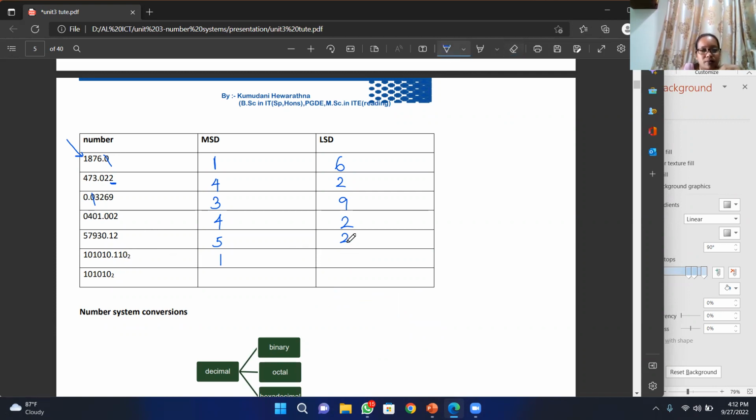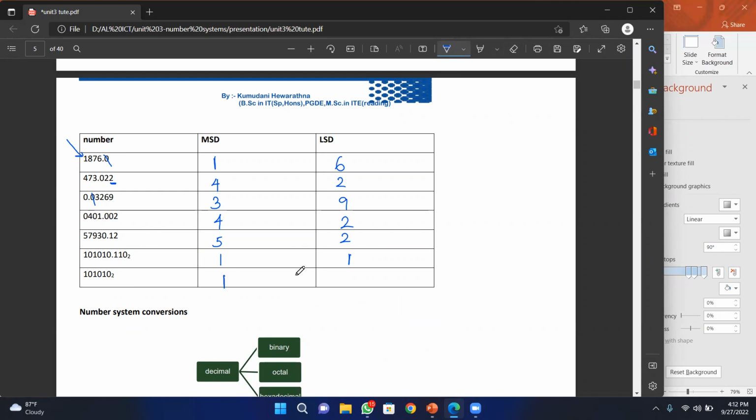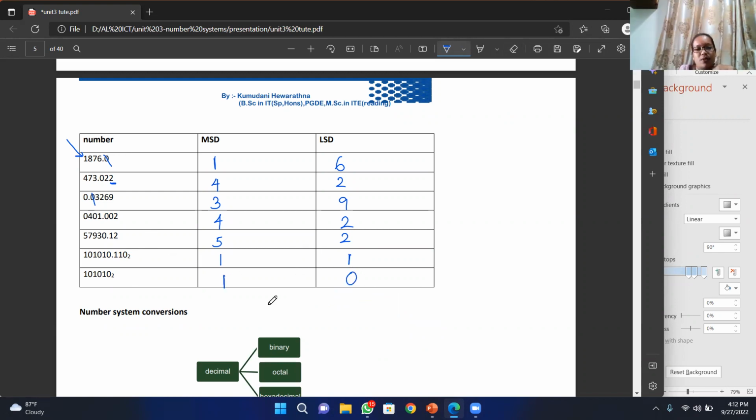It's 1 and 1. Next one. 1, 1, 0, 0. Yeah, they are 1 0, right? Because if you skip this one, totally the value will be altered. So you have to take a place value to this particular 0, right? That is 1 0.